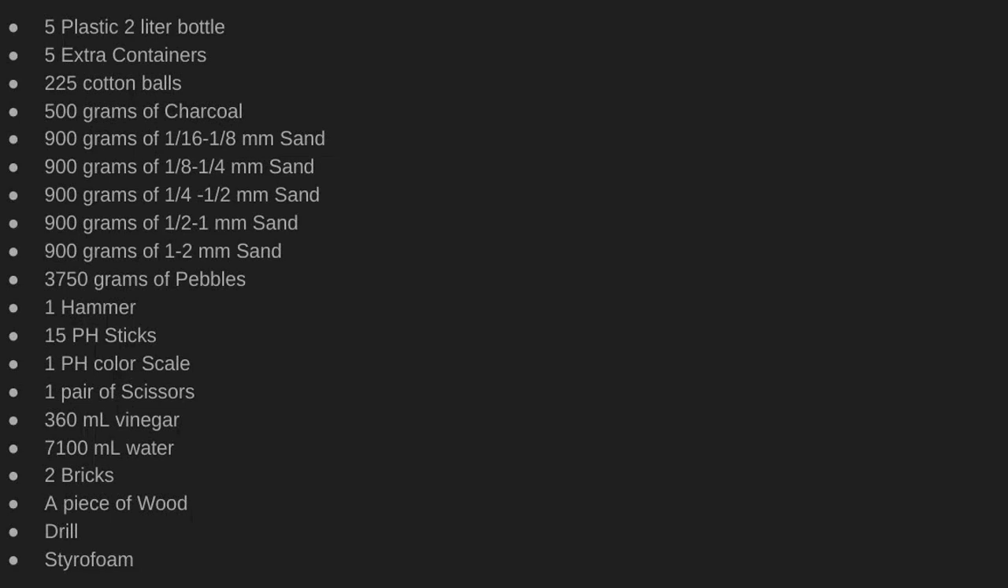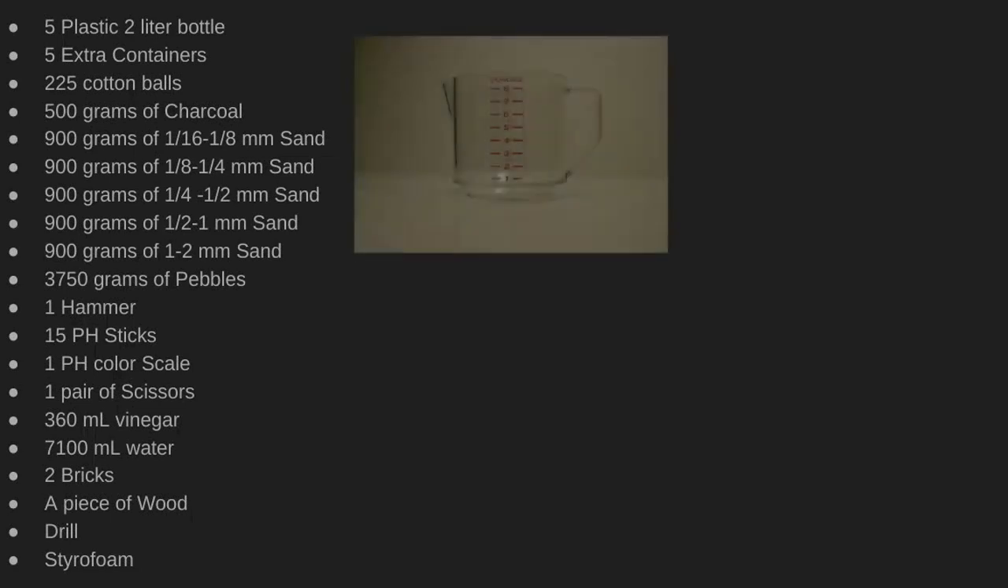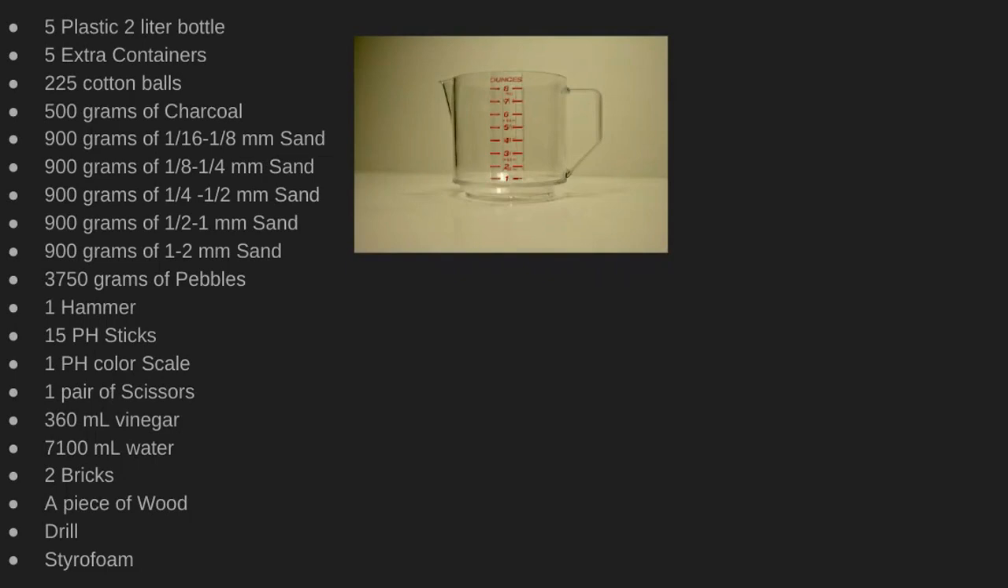Next, I had to make the filters. To do this, I took equal measurements of sand, charcoal, cotton, and pebbles. And what I mean by equal measurements is the amount of each of these items was not the same, but it was the same amount of charcoal in all 5 filters, the same amount of cotton in all 5 filters, the same amount of pebbles in all 5 filters, the same amount of sand in all 5 filters. But the amount of sand was not the same as the amount of charcoal, which is not the same as the amount of pebbles, and that was not the same as the amount of cotton.